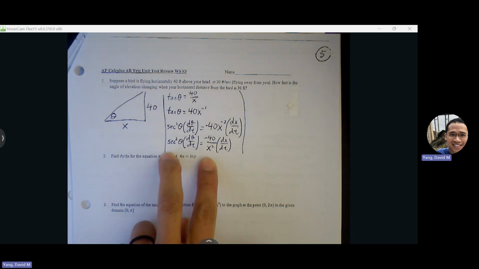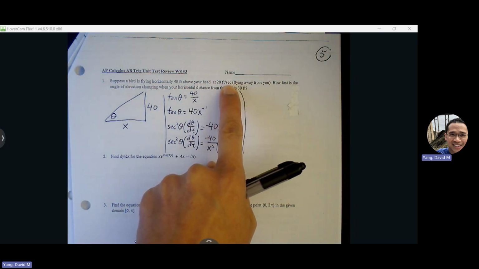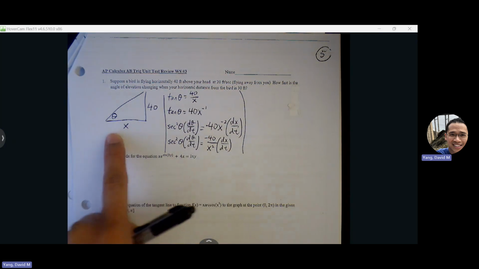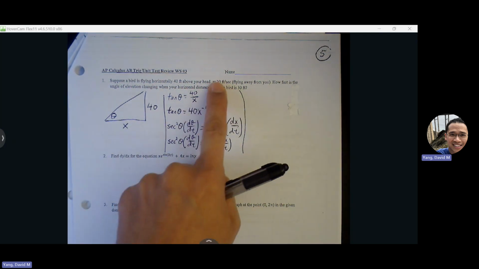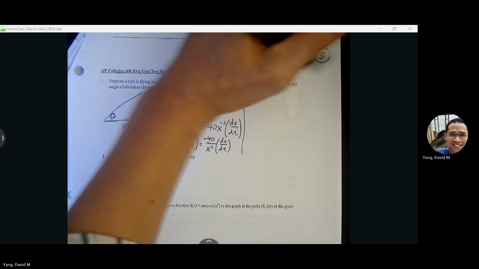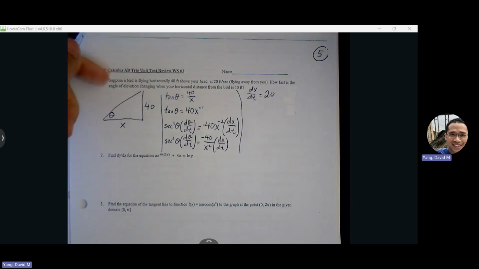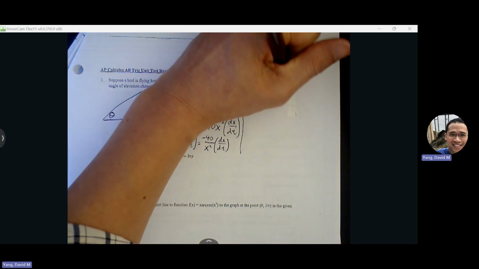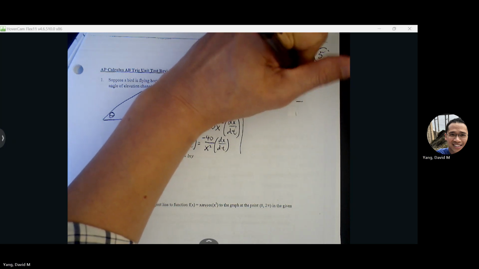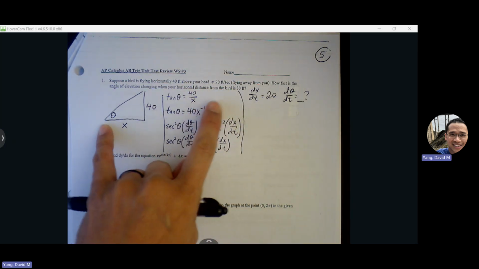All right, so let's see what information the problem provides for us here. 20 feet per second flying away from the viewer here. So we know dx/dt is going to be the speed that the bird is flying. How fast is the angle of elevation changing? We know we're looking for d theta/dt. At the moment when the bird is 30 feet away from the person standing here, x is 30.